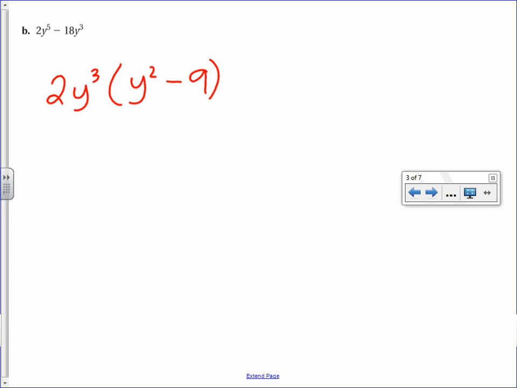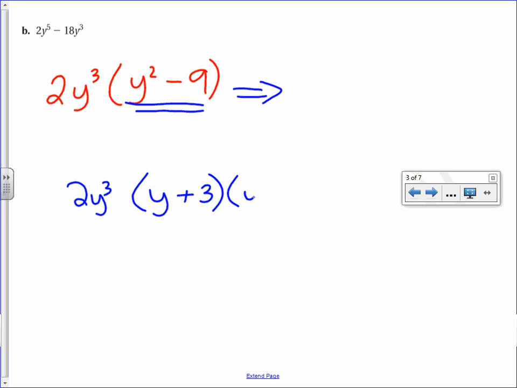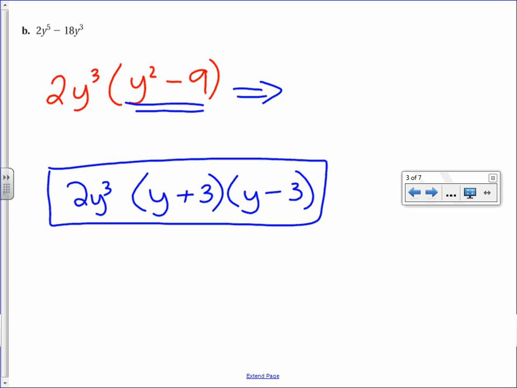But again, we can't stop. We have to recognize that this is a difference of two perfect squares. Y squared breaks into y and y. The minus 9 will break into plus 3 minus 3. So we will keep the 2y to the third out front and break this into y plus 3, y minus 3. All of this together is our final factored answer.